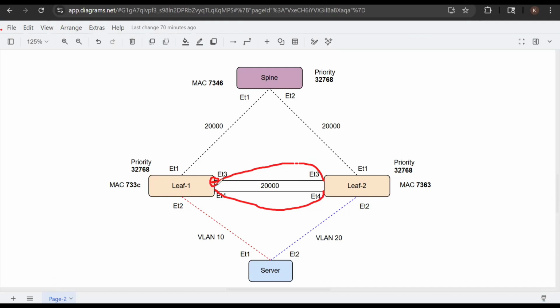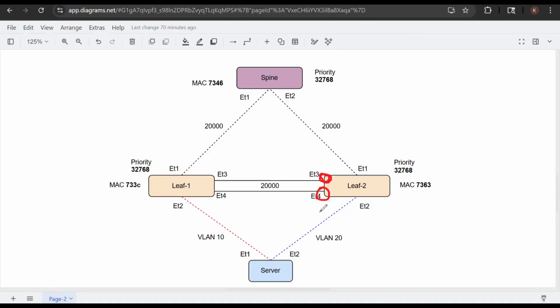So what I'm going to do now, because we want to see that on the CLI. I explained what is happening, but I know you want to see that on the CLI, and I want to see that too. I'm not going to do anything on leaf 1. I'm going to go to leaf 2 and configure a lower priority on ET4 than ET3.